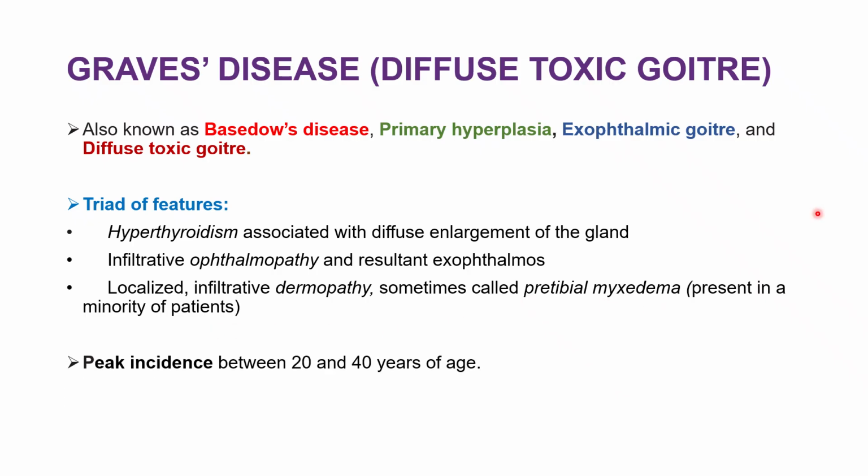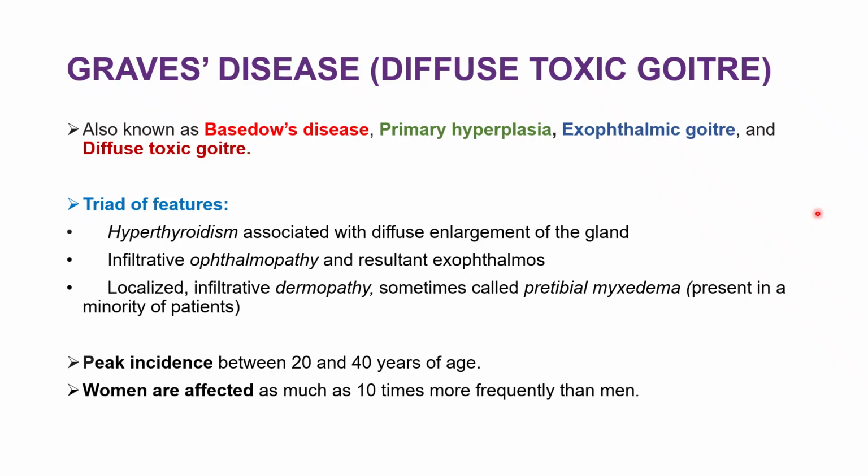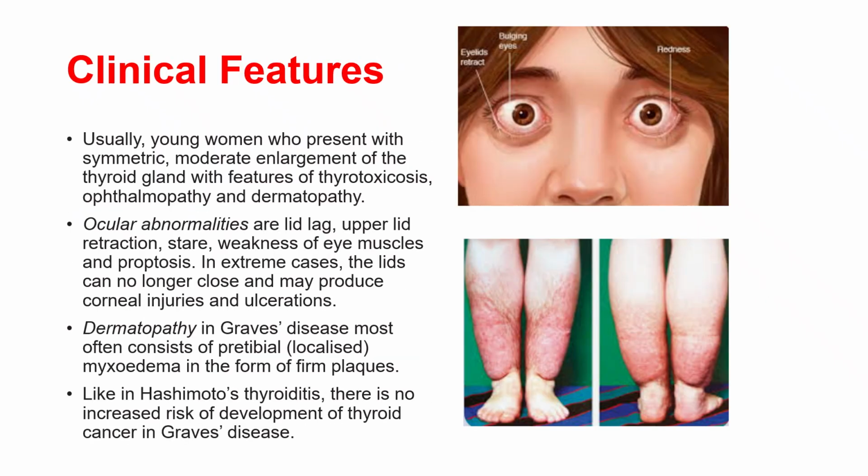Peak incidence is between 20 and 40 years of age. Women are affected as much as 10 times more frequently than men. Now we will see the clinical features. Patients are usually young women who present with symmetric moderate enlargement of the thyroid gland with features of thyrotoxicosis, ophthalmopathy, and dermatopathy. Ocular abnormalities are lid lag, upper lid retraction, stare, weakness of eye muscles, and proptosis.